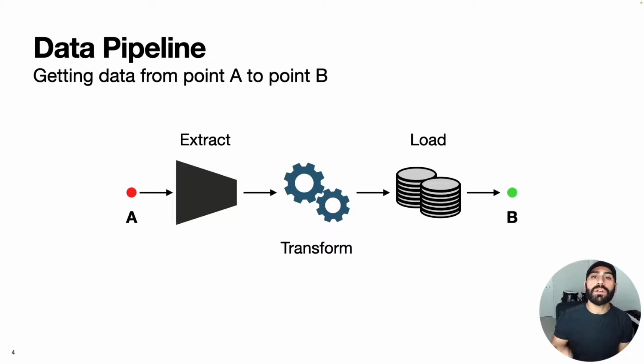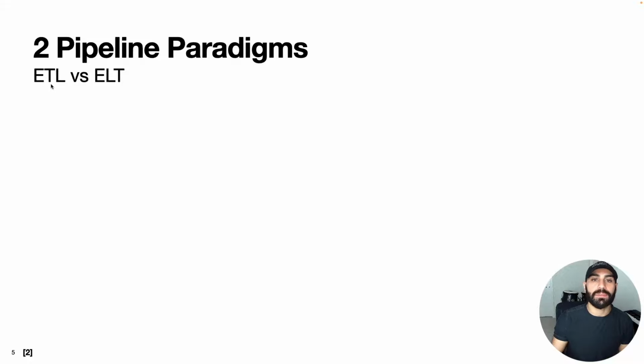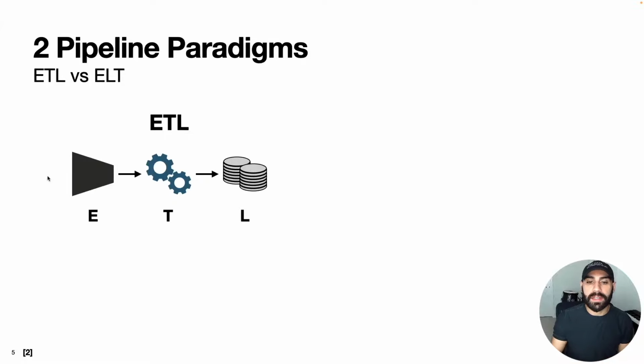And these days, there are two prevailing paradigms for combining these three elements. These two pipelines are ETL, which stands for extract, transform, and load, which is what we saw on the previous slide, and extract, load, and transform, which I'll talk about in a minute. Starting with ETL, data are extracted from a source, transformed in some way, and then loaded. And typically, the data are loaded into a database or a data warehouse.